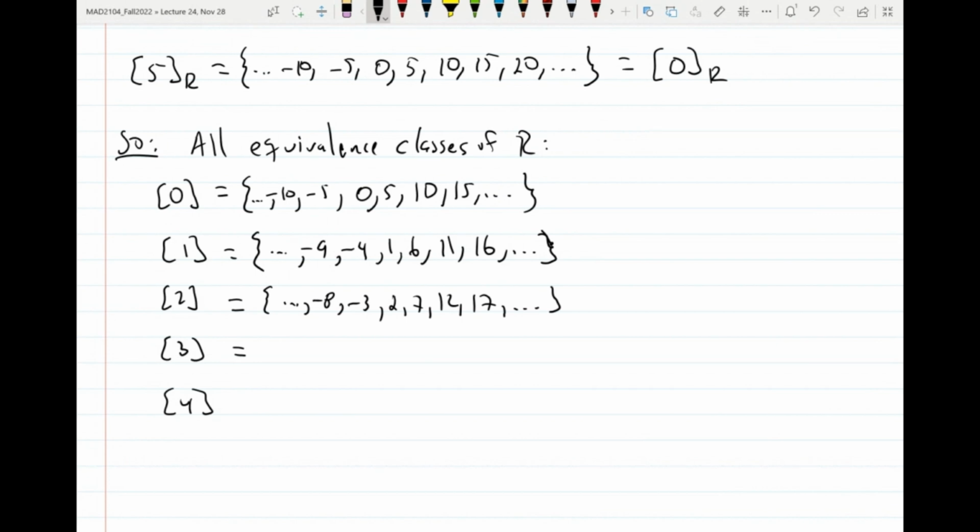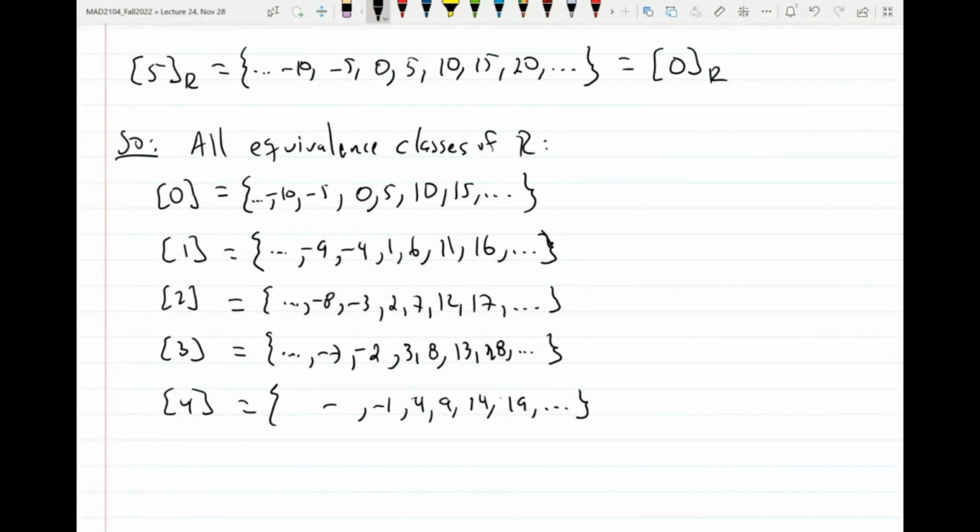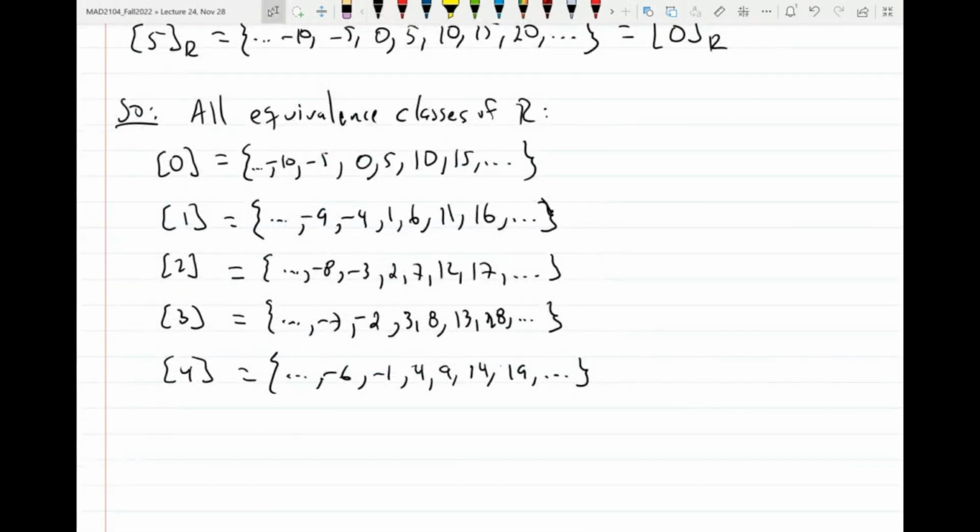There is a reason why I'm writing all this, okay? And then this one will be 3, then 8, 13, 18, etc. Then -2, -7, etc. And finally, this one is 4, 9, 14, 19, and so on. And then -1, -6, and so on. So those are all the equivalence classes.